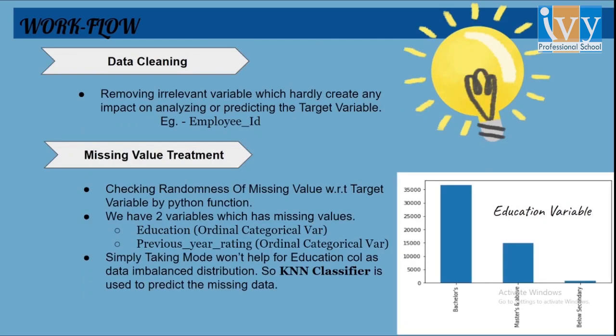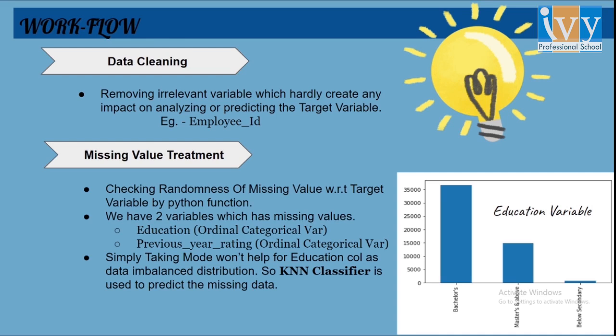So data cleaning. Data cleaning basically means removing irrelevant or useless columns which hardly create any impact on our target variable, that is promotion. So here we have employee ID, which you can easily sense is hardly creating any impact on promotion, right? So I have dropped this. So let's come to missing value treatment.